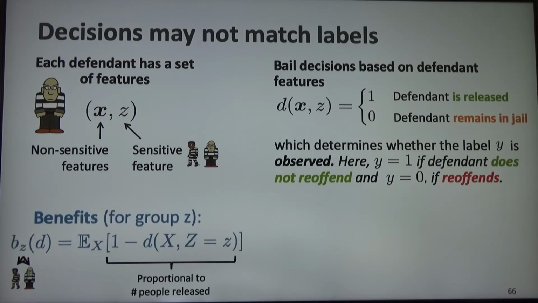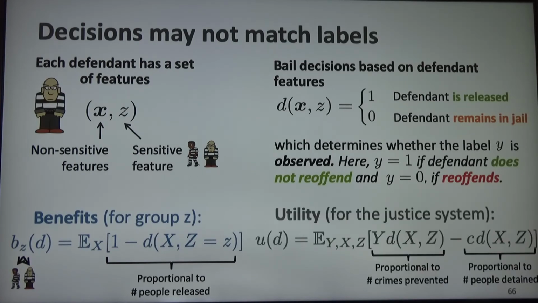Under this scenario, you can represent fairness as the difference between what we call benefits, which is another way of writing the fairness notions that we had before in terms of expectations. But importantly, by making this distinction between predictions and decisions, maybe prediction loss or accuracy is not what we need to look at; instead we need to look at the utility or the reward of the decision that we make. A quite used definition of utility in this context is the one that we have here, where we take the expectation over our population of this expression, which has two terms. The first one, on the left, can be seen as something proportional to the number of crimes prevented, and the second is proportional to the cost of keeping people in jail.